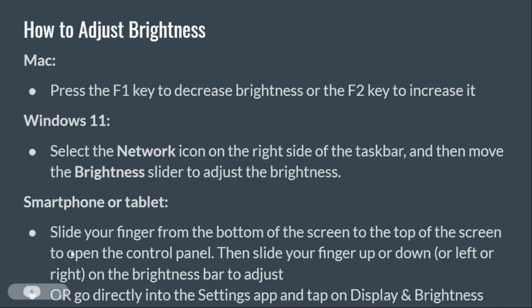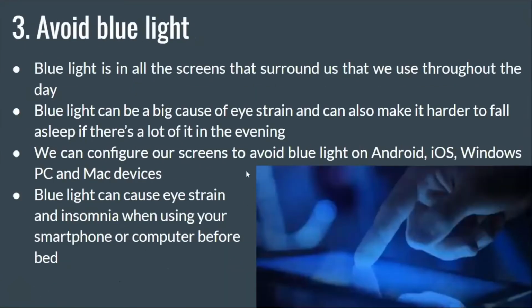Finally, for a smartphone or tablet, slide your finger from the bottom of the screen to the top of the screen to open the control panel, then slide your finger up or down, or left or right, on the brightness bar to adjust it. Or go directly into the settings app and tap on display and brightness.